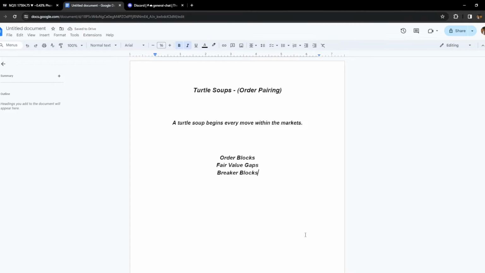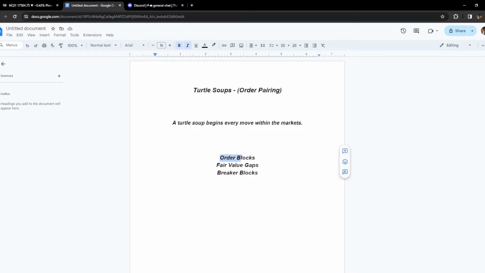Now, to actually understand how a turtle soup begins every move within the markets, how are order blocks formed? How are fair value gaps formed? And how are breaker blocks formed? We are going to be going over all three of these in later modules, and how to pick high probability order blocks, fair value gaps, and breaker blocks.